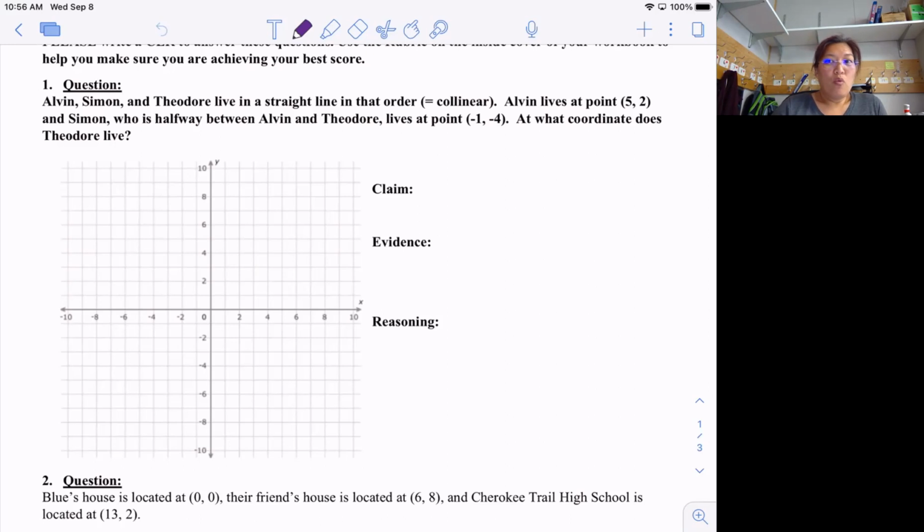So what did you do? How did you approach this problem? Okay, so some of you might have said, okay, the first thing that I did is I went ahead and I graphed my points.